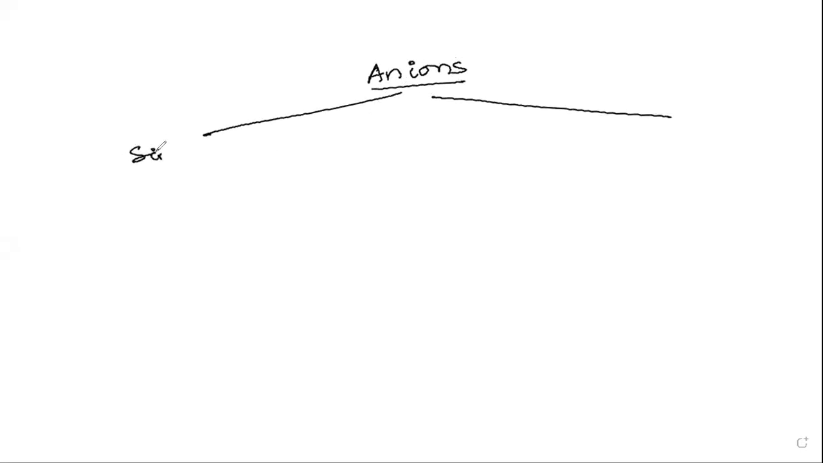The rules for anions are a little bit more complicated than the rules for cations. So we're going to talk about the anions. Anions can be divided into two categories: simple anions, which really consist of just one atom only, for example, chloride ions, bromide ions, or iodide ions. The second category are polyatomic anions.